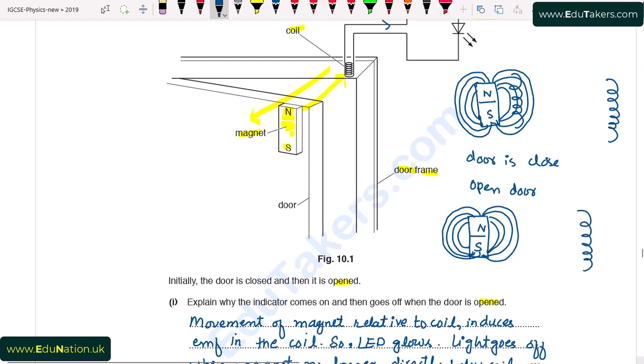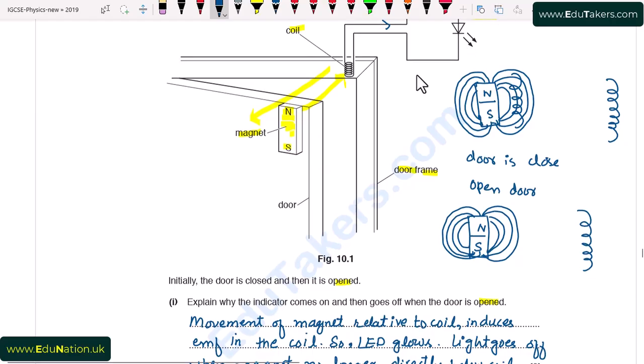and there is a magnetic field with south and north pole, and when we draw the magnetic lines of force, they will originate from north and end at south pole. So when we close the door, then the maximum number of lines of the magnetic field cross the coil, due to which there will be the induced EMF and the current passing through the indicator, and the indicator glows up.